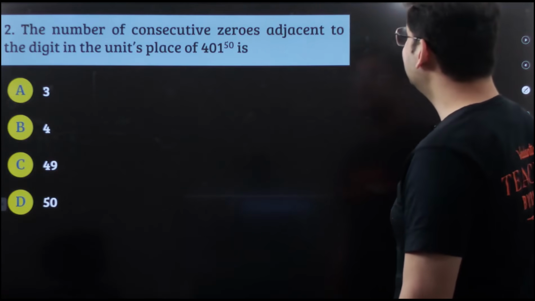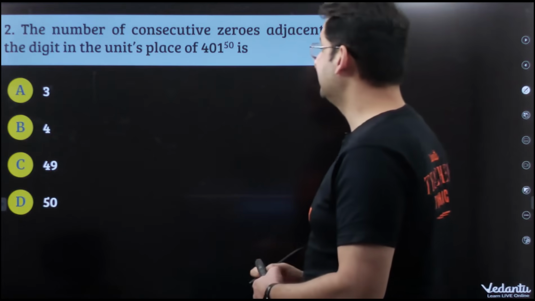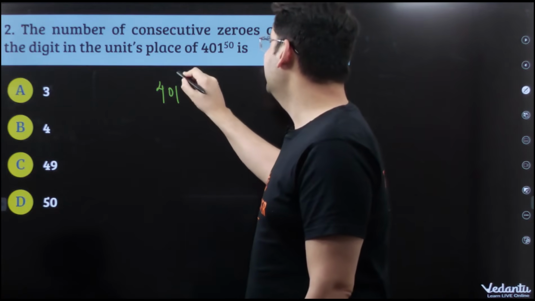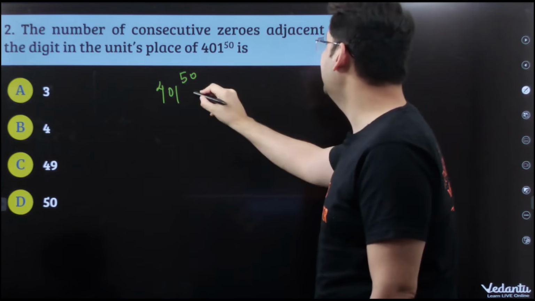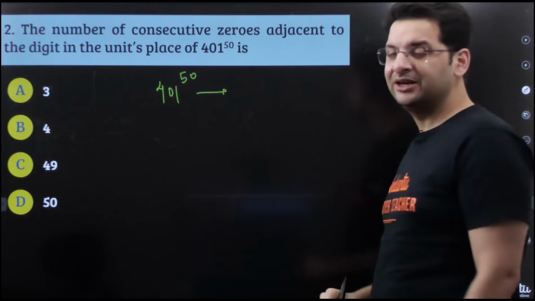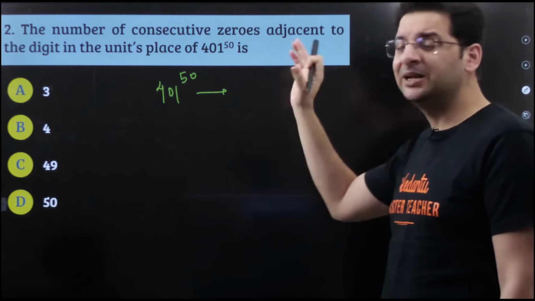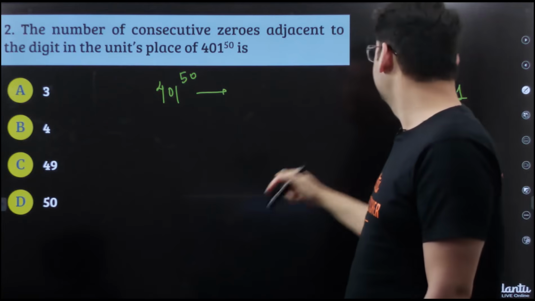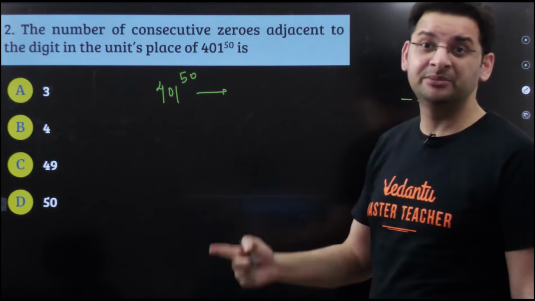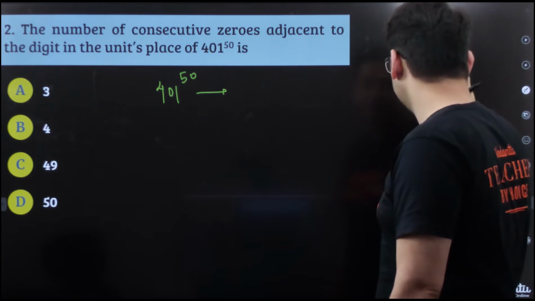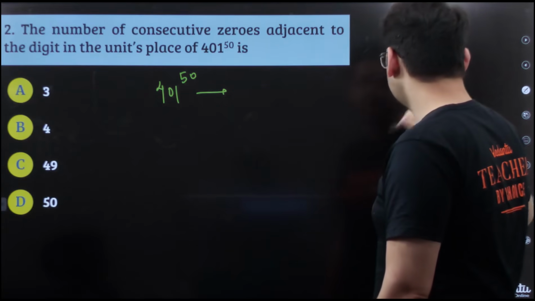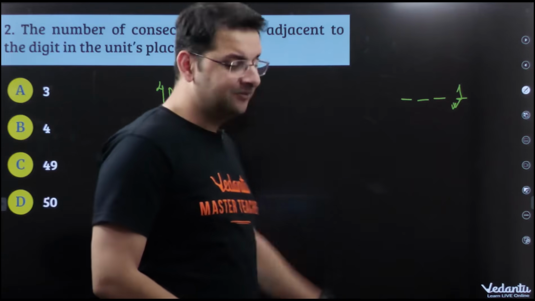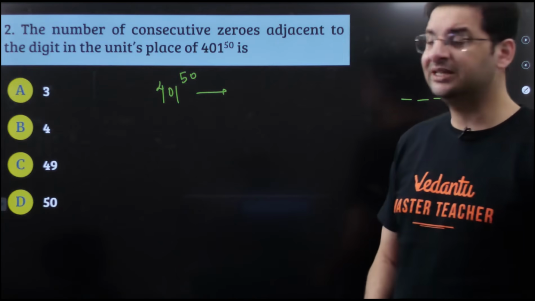The number of consecutive zeros adjacent to the digit in units place. We are very sure 401 to the power 50 is going to end with 1. The unit digit is going to be 1. Now, as per this question, there are a certain number of zeros before 1. There may be 3 zeros, 4 zeros, 49 zeros, or 50 zeros. So basically, how many continuous zeros are there before the last digit? This is the question.